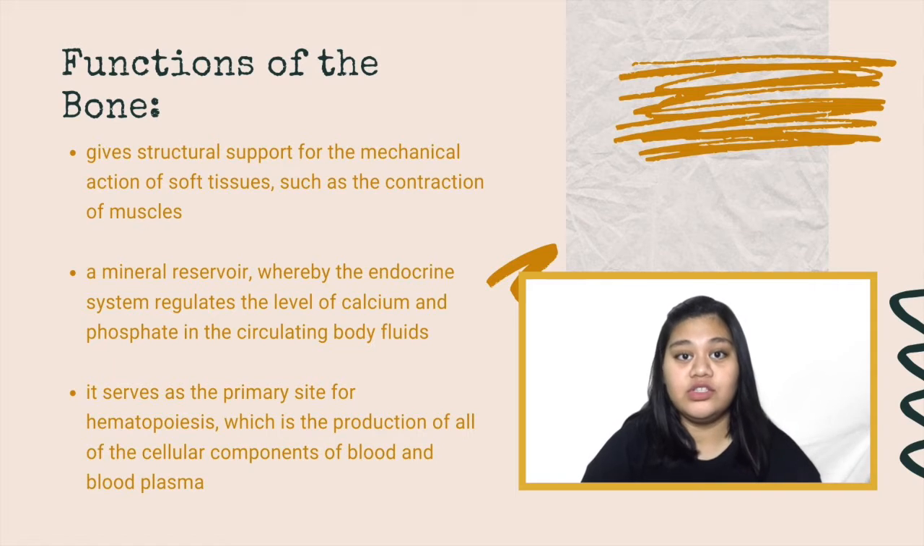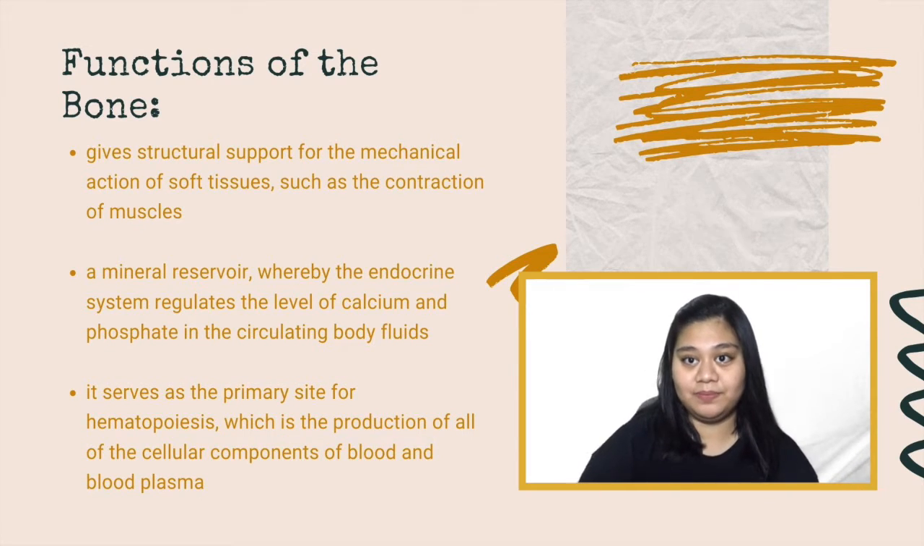There are a lot of functions of the bone, and one of these is that bone gives structural support for the mechanical action of soft tissues, such as the contraction of muscles. Bone is also a mineral reservoir whereby the endocrine system regulates the level of calcium and phosphate in the circulating body fluids. Last but not the least, bone serves as the primary site for hematopoiesis, which is the production of all the cellular components of blood and blood plasma.